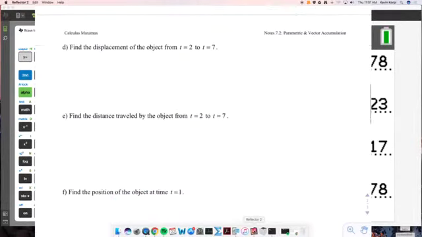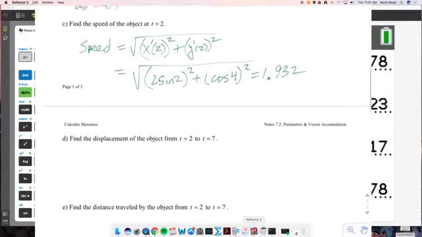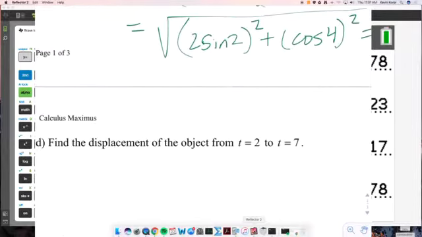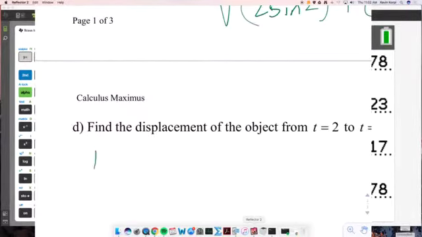All right, last 3. Oh boy, this is a long one. Okay. Find the displacement of the object from 2 to 7. Displacement. Is that going to be a single expression or a vector? That's a vector.